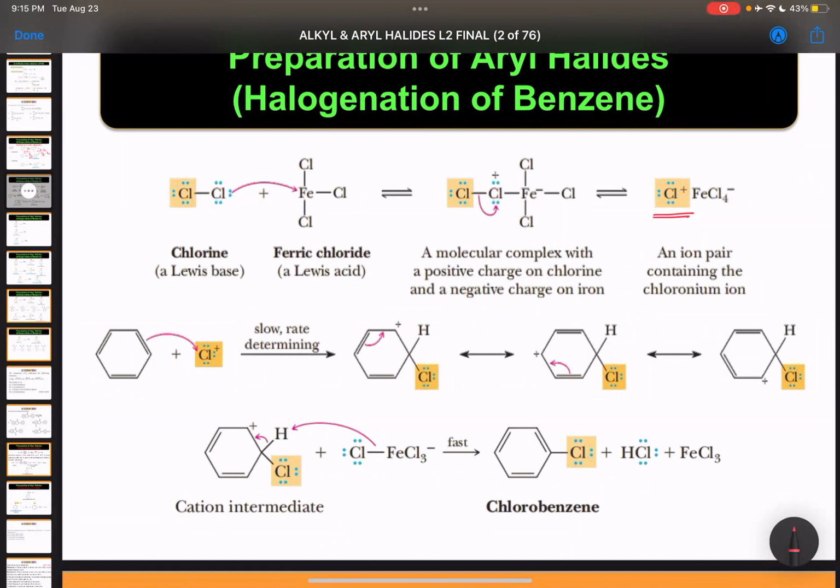It will, because Cl plus is a highly electron deficient species. It needs electrons, and benzene is a rich source of electrons, because it has 3 pi bonds.